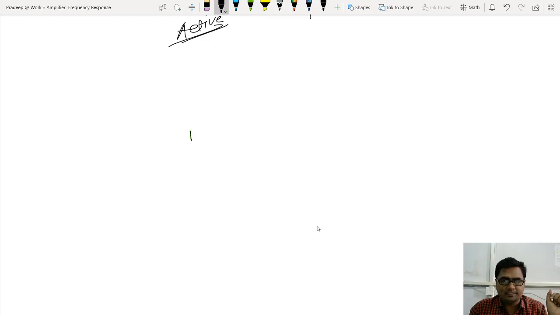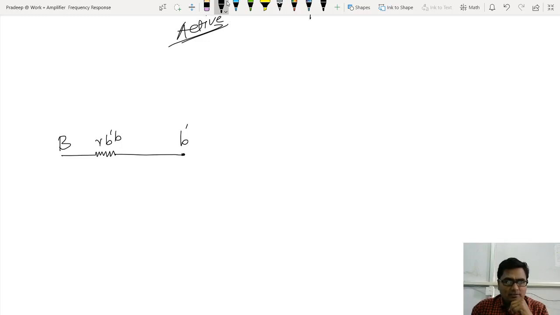Okay, this is a base terminal, or what I can say, virtual base. Virtual base we marked with a small letter b. This is the actual base, capital B. Then in between virtual base and actual base, there is a small resistor. What is that? Base spreading resistor. Just now we have seen r b' b.